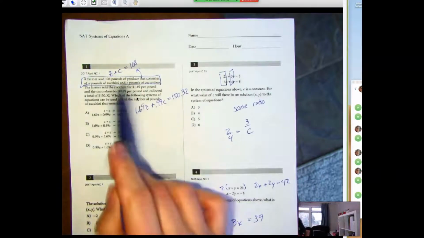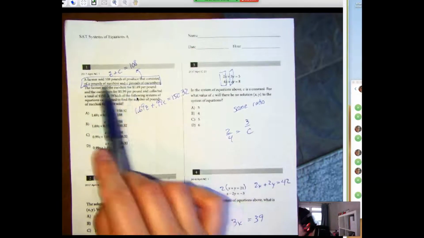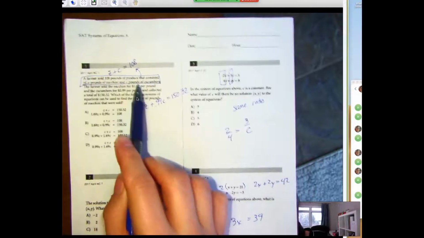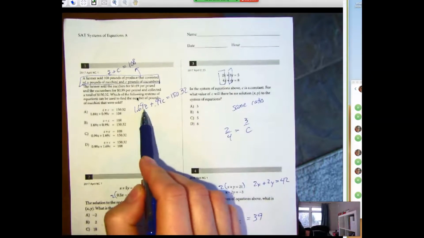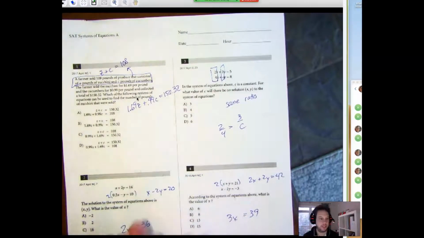Okay, so 108 pounds of produce, Z pounds of zucchini, C pounds of cucumbers. So if I add up the Z and the C, then I should be getting 108. And then the zucchini is $1.69 a pound, so put that next to the Z. The 99 cents goes with the cucumbers, and that should get you where you need to go.